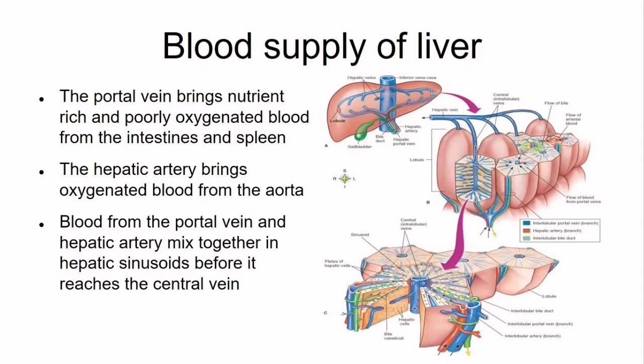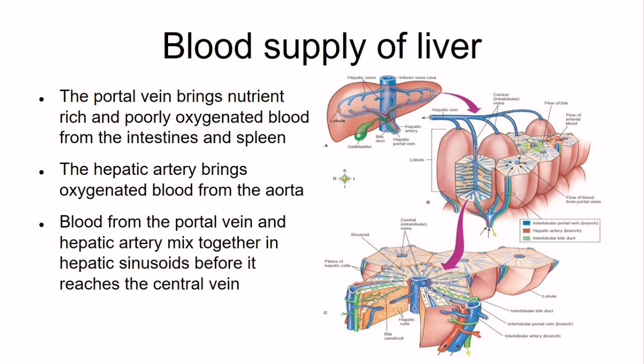Okay. So as you know, the liver has a dual blood supply. We have blood supply from the hepatic artery, and we have blood supply from the portal vein. The hepatic artery brings oxygenated blood to the liver, and the portal vein brings deoxygenated blood, which has a higher nutrient content.